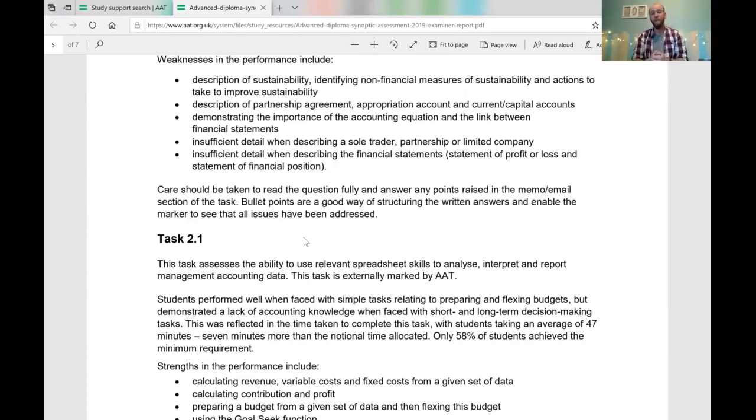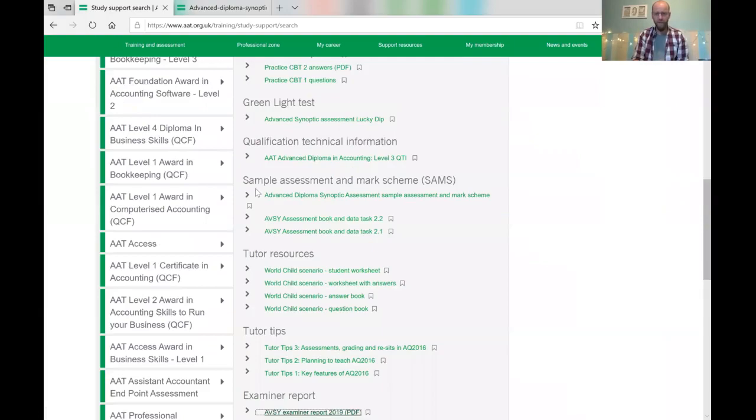Now, when you look at the practice assessments within the AAT, there's this area called SAMS. So I'll just take you back to the study support and show you where that is. You can see here you've got these things called SAMS. This is the sample assessment and mark scheme. When you're looking at this, you go to task 1.3, have a look at the question and then have a look at the mark scheme, and it shows you the structure and the way that it's put together, and also how to make sure that you're actually answering what the question is asking for.